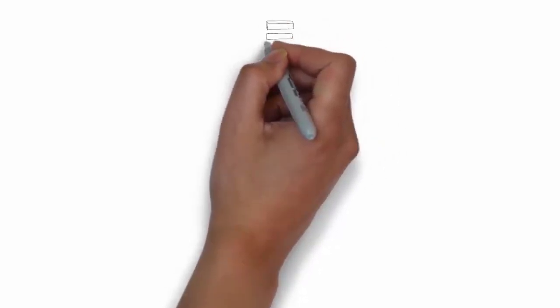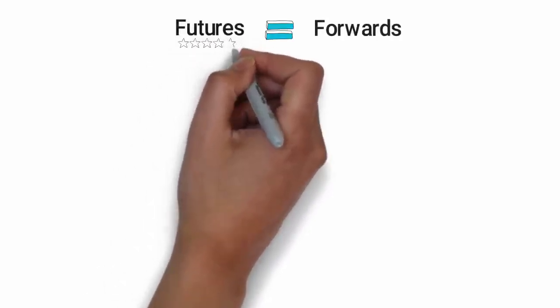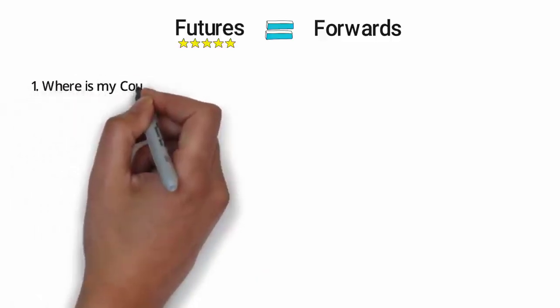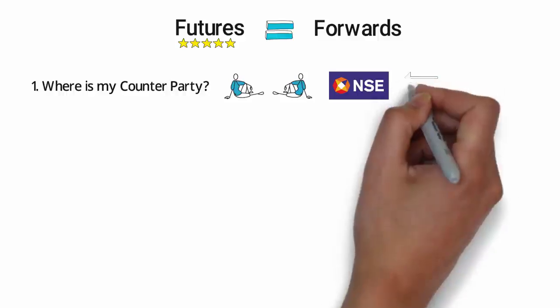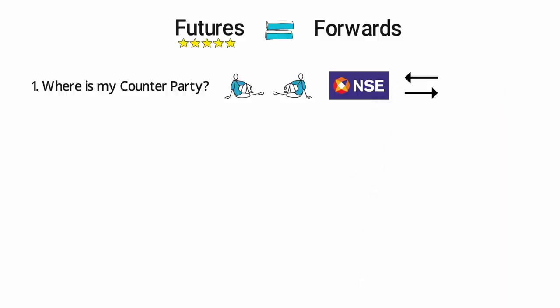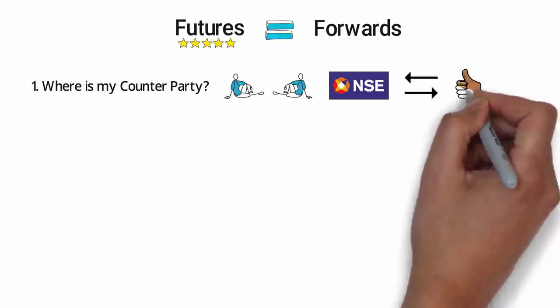Now we have understood that the futures are the same as forwards, but with just extra features. So let's look at those features once again. Number one, where is my counterparty? It's difficult to find a person with an exact opposite view. Here, NSE, that is National Stock Exchange, plays a big role in gathering bid and offer and matching them with each other, and it makes sure a fair play is happening in the market.